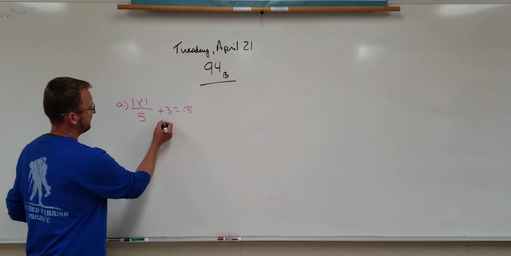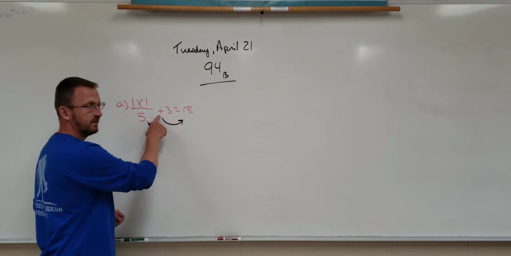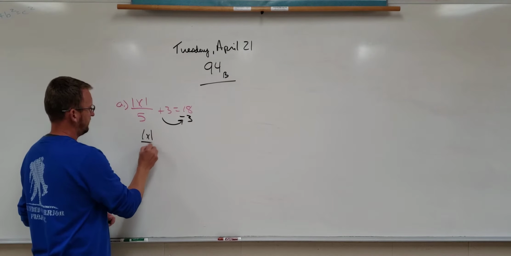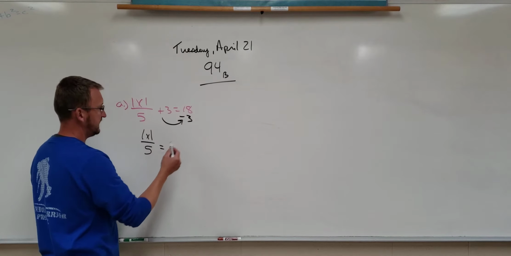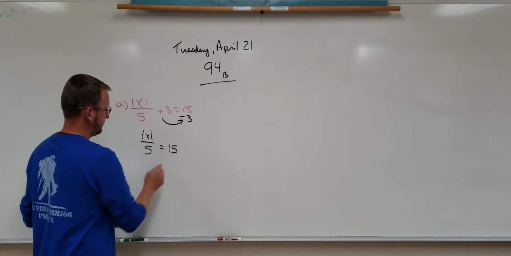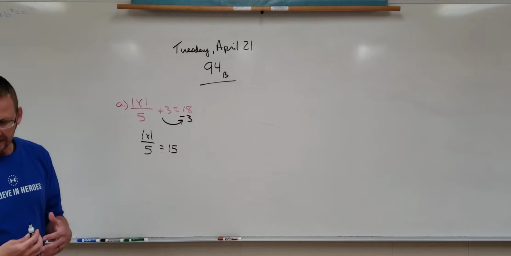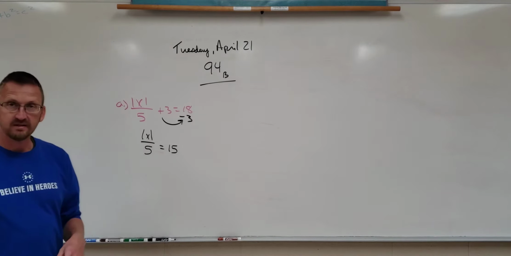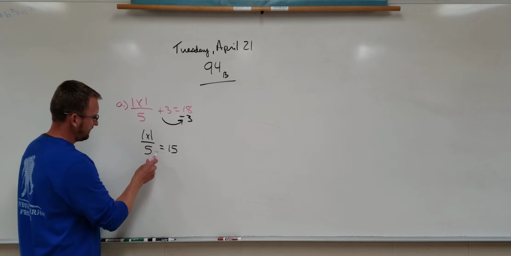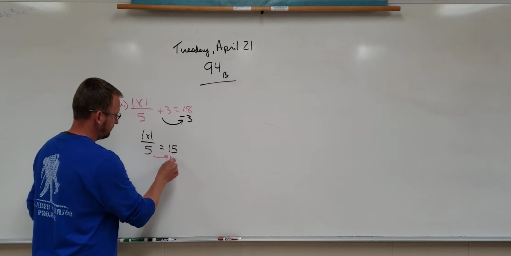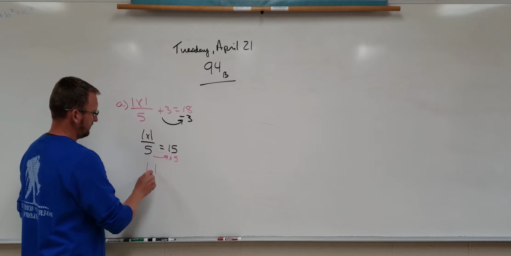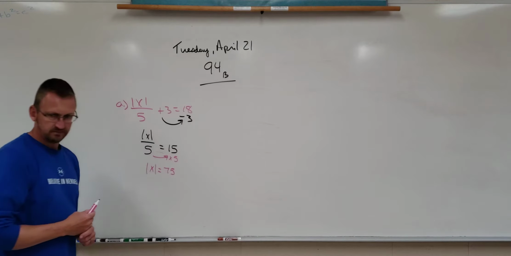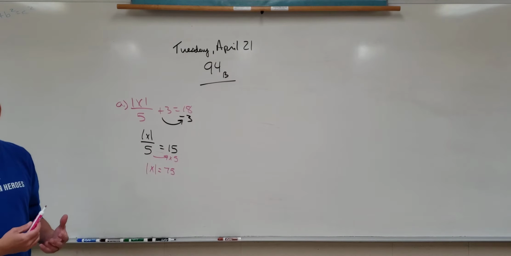The first thing we've got to remember: take our 3 over. If we're adding here, subtract there. So the absolute value of x over 5 equals 18 minus 3, 15. Then our next step: we're dividing by 5, and because we're trying to get x by itself, we need to take this over and multiply. So the absolute value of x is 75, since 15 times 5 gives us 75.